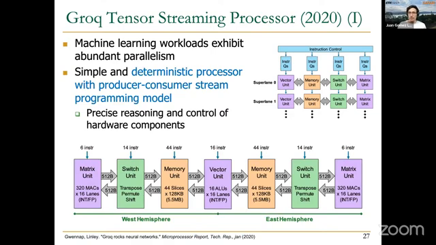Okay, we were talking about different types of devices. Many of these devices and accelerators are specialized for important workloads. Important workloads these days are machine learning, artificial intelligence, neural networks. Another interesting example of such an accelerator, such a processor, is the Groq tensor streaming processor, presented in 2020. It's designed for machine learning workloads that exhibit abundant parallelism.